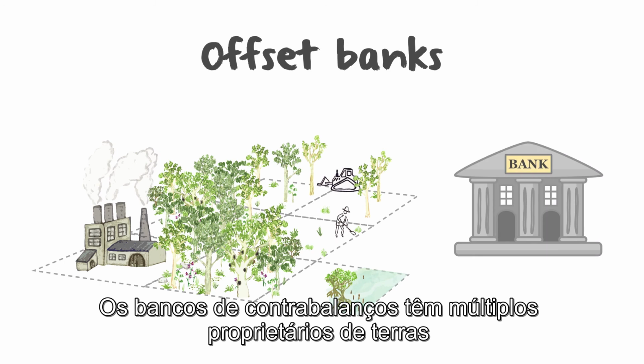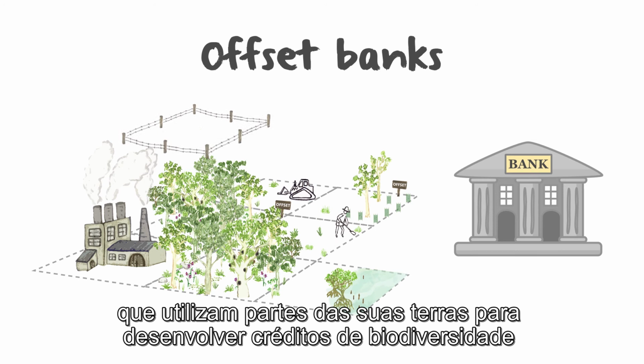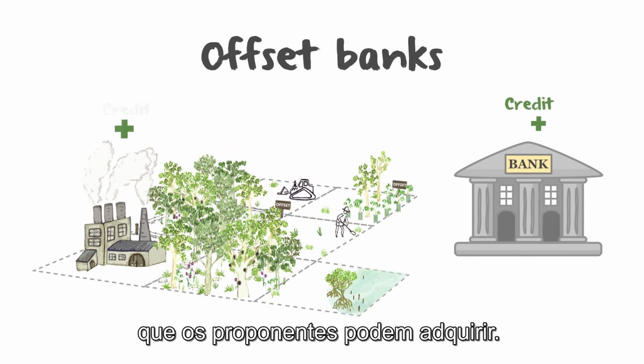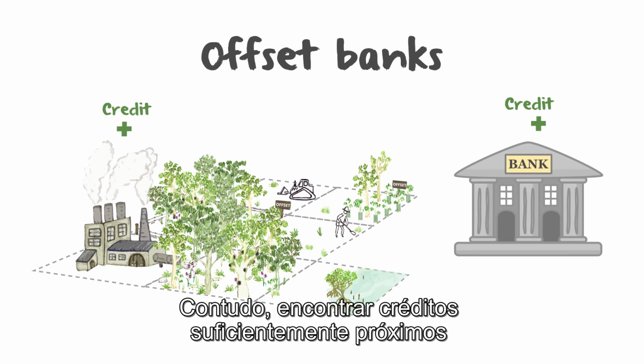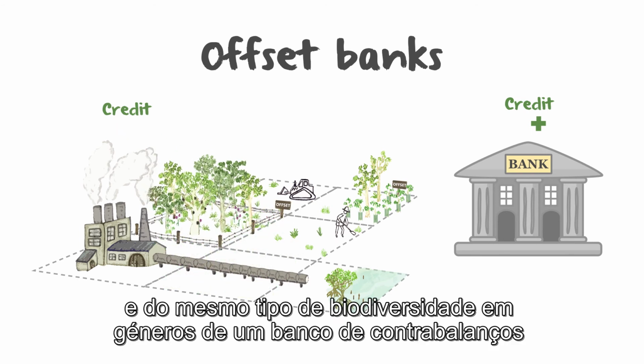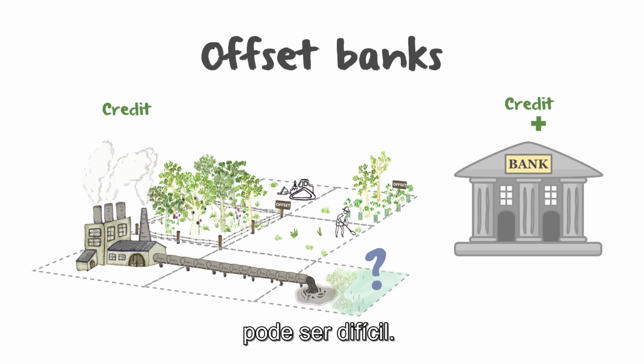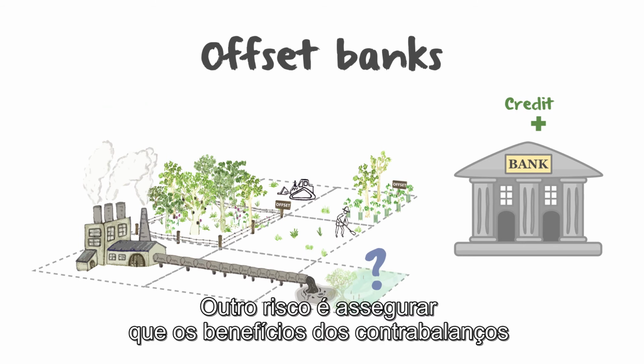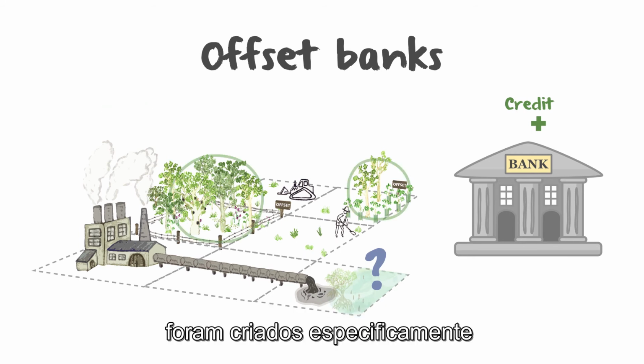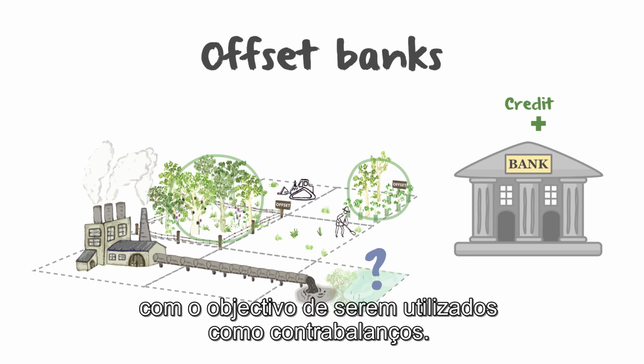Offset banks have multiple landowners that use parts of their land to develop biodiversity credits that developers can purchase. However, finding credits that are close enough to the impact site and that are of the same biodiversity type as that which was impacted can be a bit difficult. Another risk is ensuring that the offset benefits were created specifically for the purpose of being used as an offset.